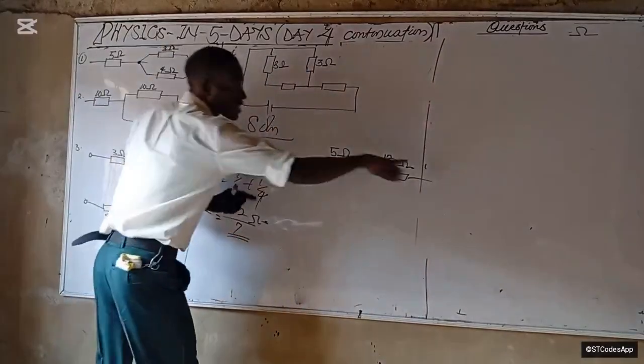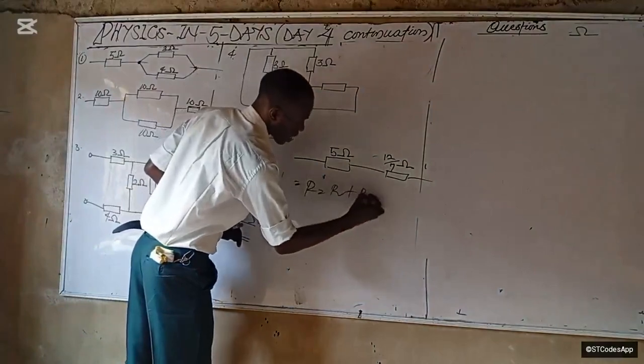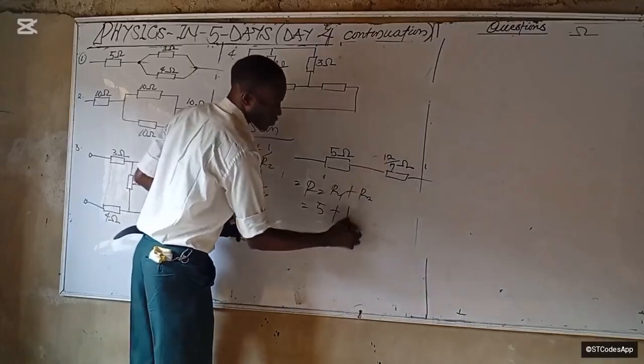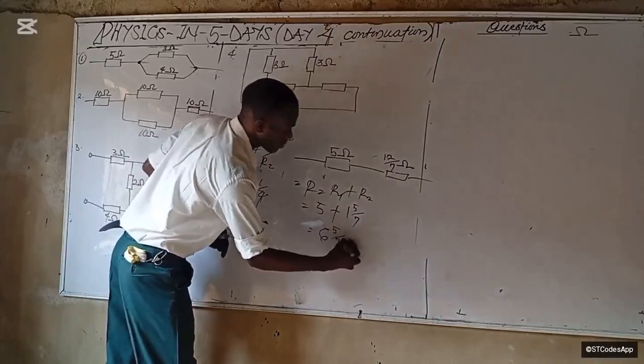So you now resolve this in series. It now becomes R equals R1 plus R2. This becomes 5 plus 1 ohm and 5 over 7, which is 6 ohms and 5 over 7.